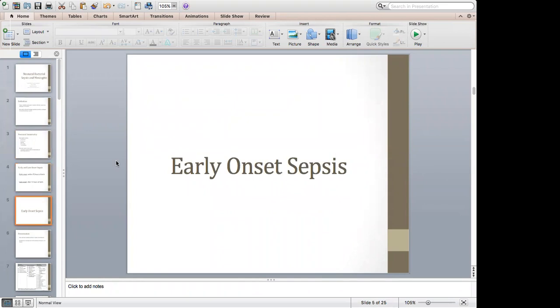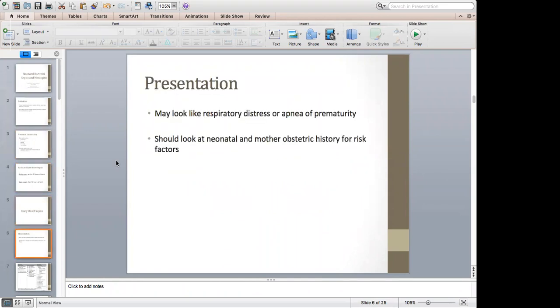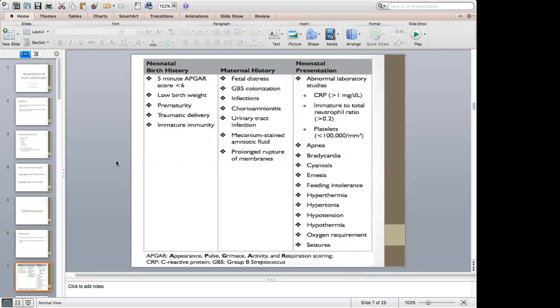So first, we'll talk about early onset sepsis. It may look a little bit like respiratory distress or apnea of prematurity. So you should look at the neonatal and mother's history for risk factors. This is a chart that shows all of the risk factors that you would typically look at, and we're going to talk about a few of these.